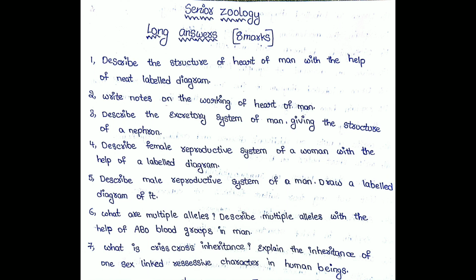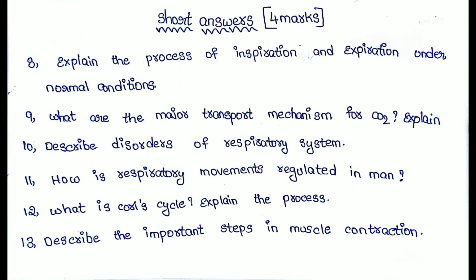Describe female reproductive system of a woman with the help of neat labeled diagram. Describe the male reproductive system of a man. Draw a labeled diagram of it. What are multiple alleles? Describe multiple alleles with the help of ABO blood groups in man. What is crisscross inheritance? Explain the inheritance of one sex linked recessive character in human beings.